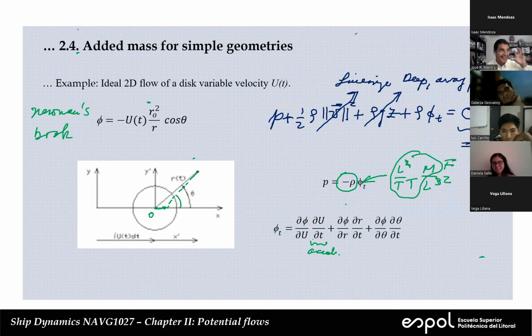That's the key of this problem. And now we have to go on and calculate dφ/dr, dr/dt, dφ/dθ, dθ/dt. Now, in general, I'm going to tell you the end of the story. These two terms are going to be neglected, but it's a good idea that you see a little bit of the handling of these terms in hydrodynamics, okay?